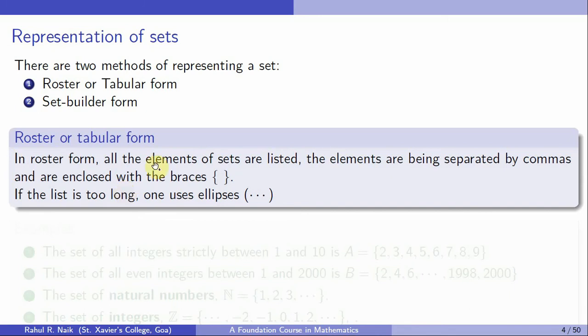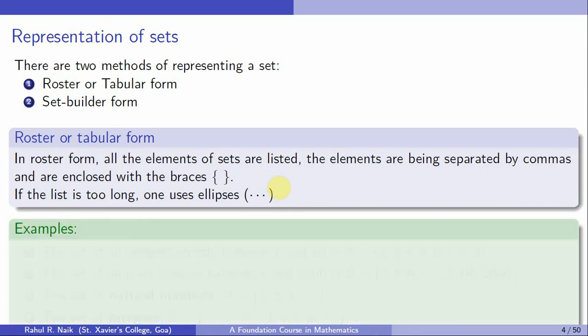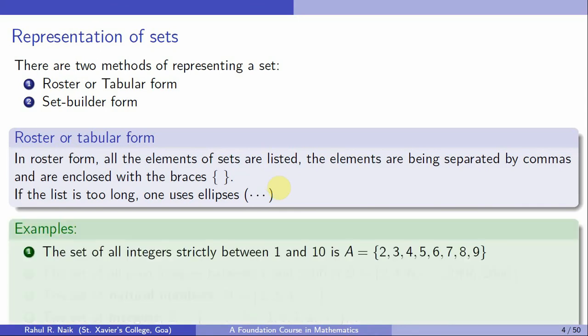These are the braces that we use, and not the normal braces. So these are curly braces. If the list is too long, one uses an ellipsis. Ellipses are these three dots. Okay, let's see some examples of sets in a roster form.